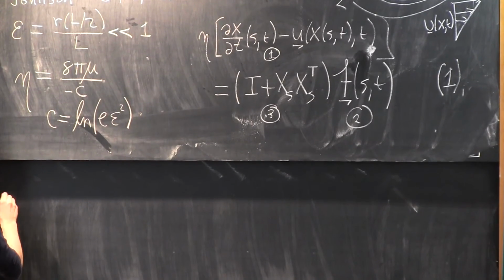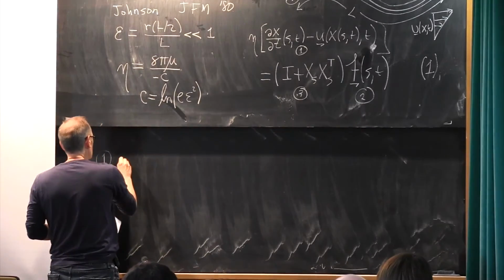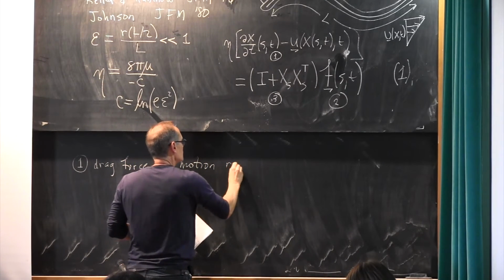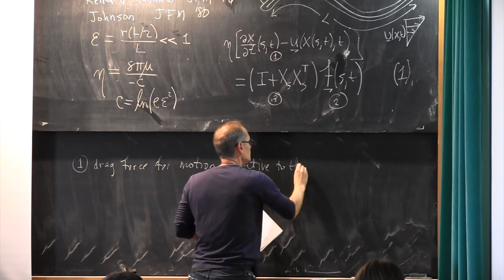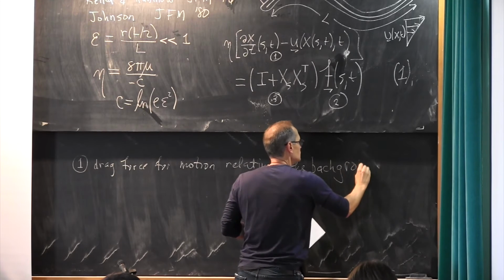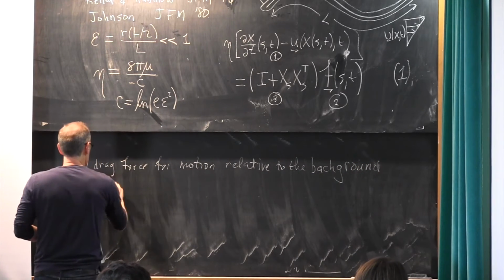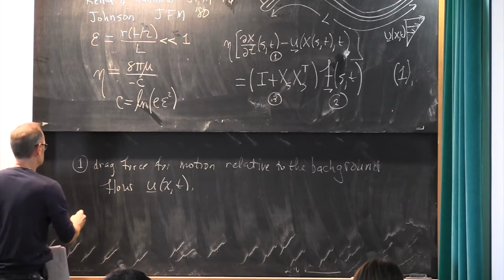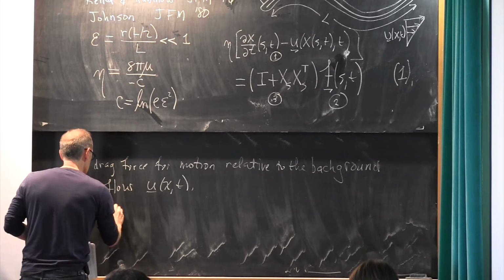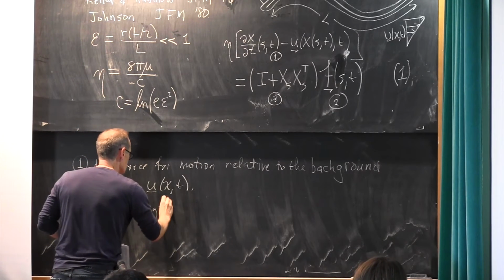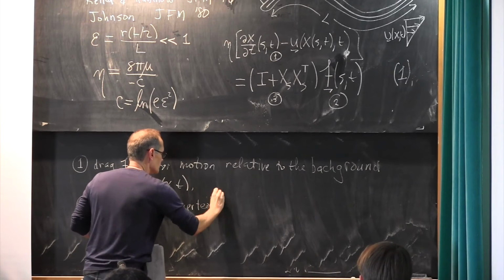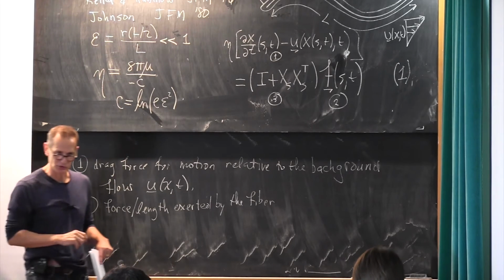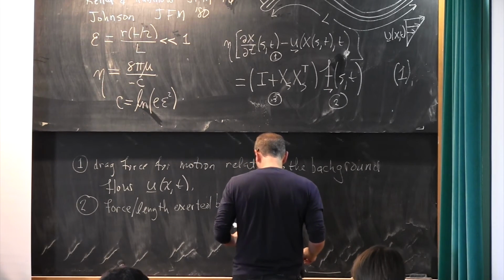And so 1, this is not quite accurate, but it's accurate enough. Okay? So 1 is the drag force for motion relative to the background flow U. Two, this is the force per length exerted by, now I'm going to call it the fiber. That's suggestive, of course, of elasticity. I don't mean it to be necessarily, but I'll just call it fiber. The force exerted by the fiber upon the fluid.